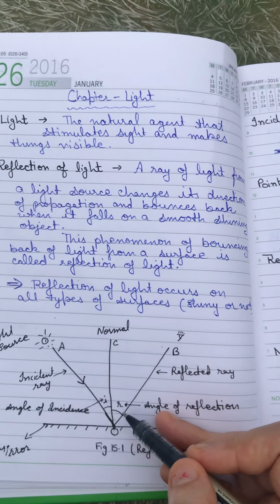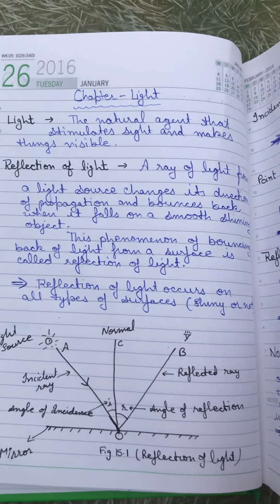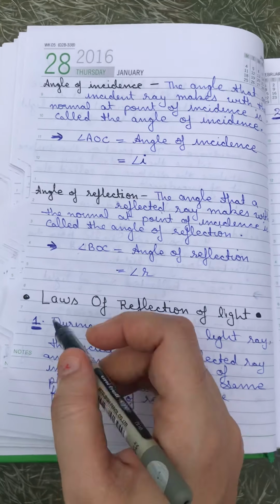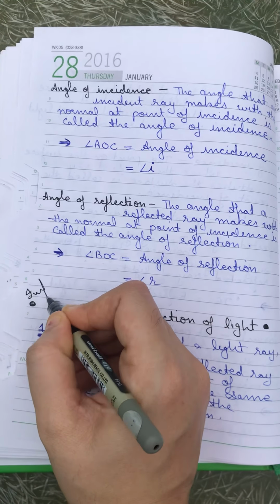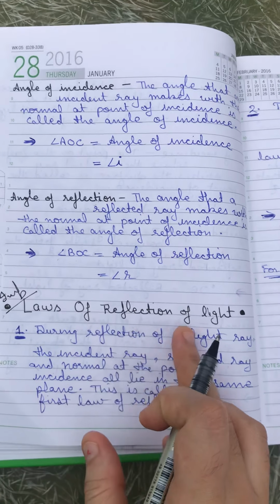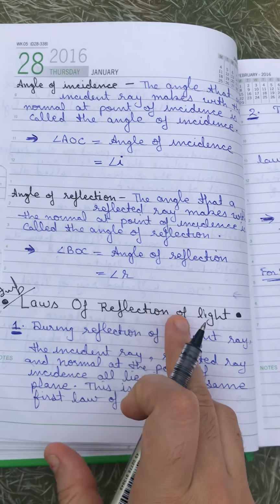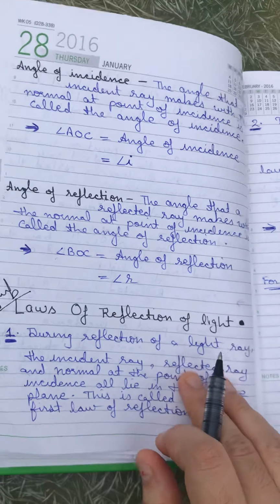BOC, this angle is the angle of reflection. Okay, now the very important topic is the laws of reflection of light. Whenever a reflection takes place, it follows two important laws.